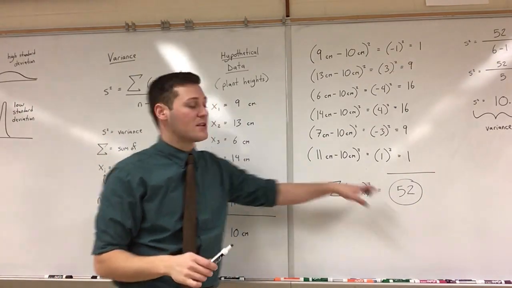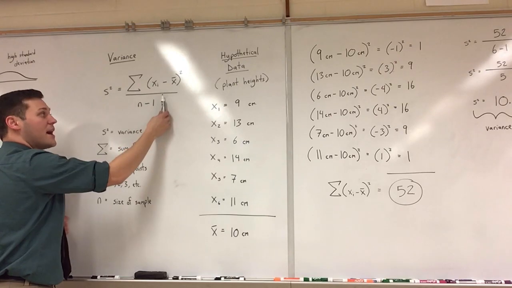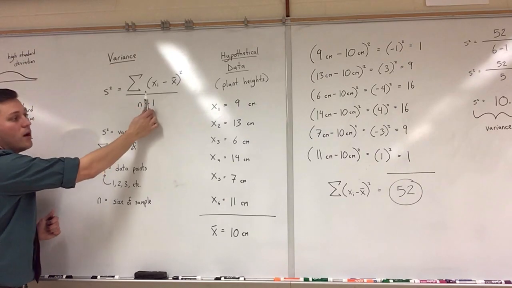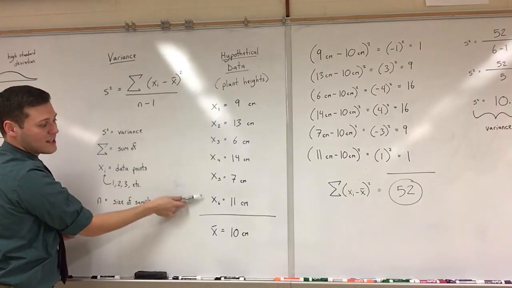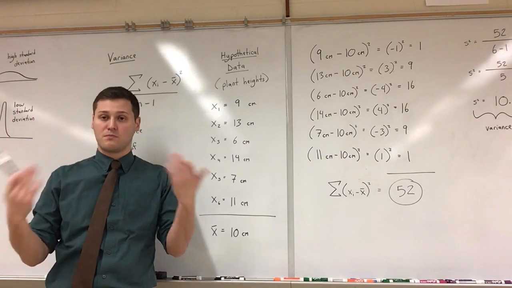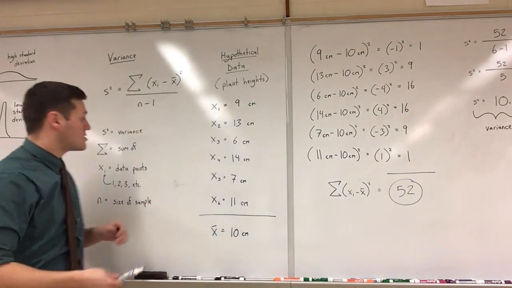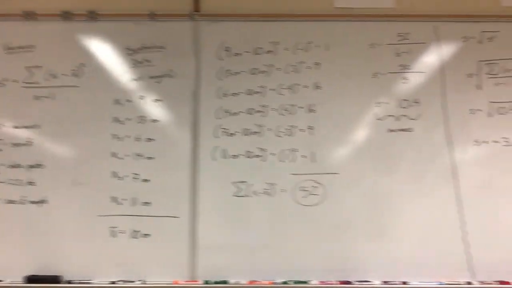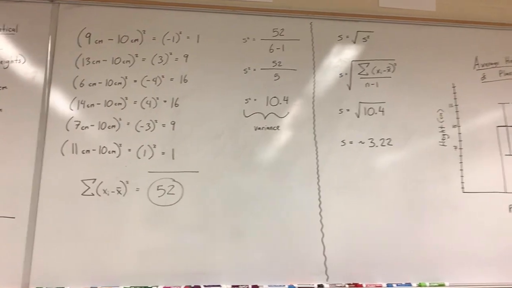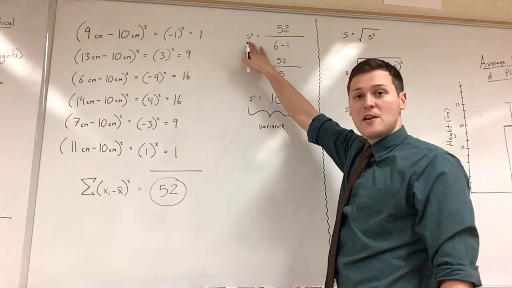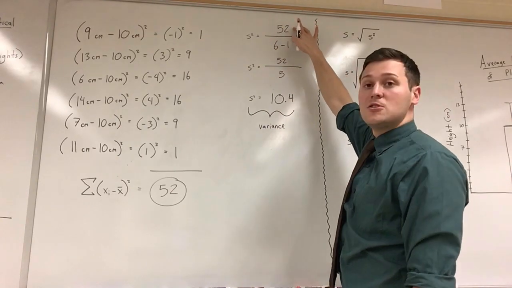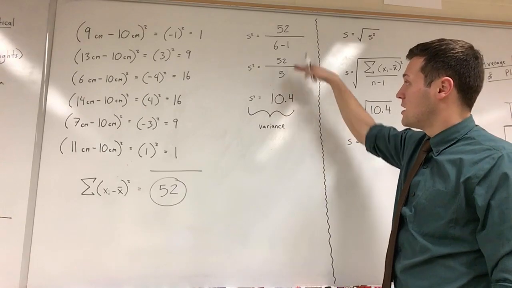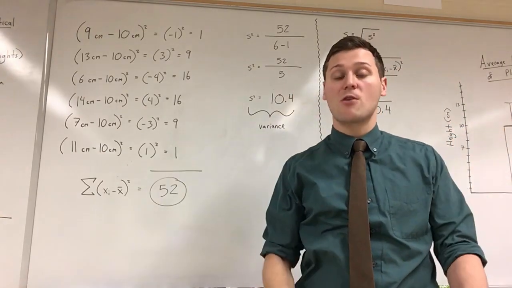And then once we have that, we're not done. We need to divide it over the number of data points, your total size of the sample, minus 1. Our size, we had a total of 6 plants that we collected and measured. So it would be 6 minus 1. If we put all that together, we have the variance, s squared, equals 52 over 6 minus 1, so 52 over 5, and that will lead us to 10.4. So that is our variance value.